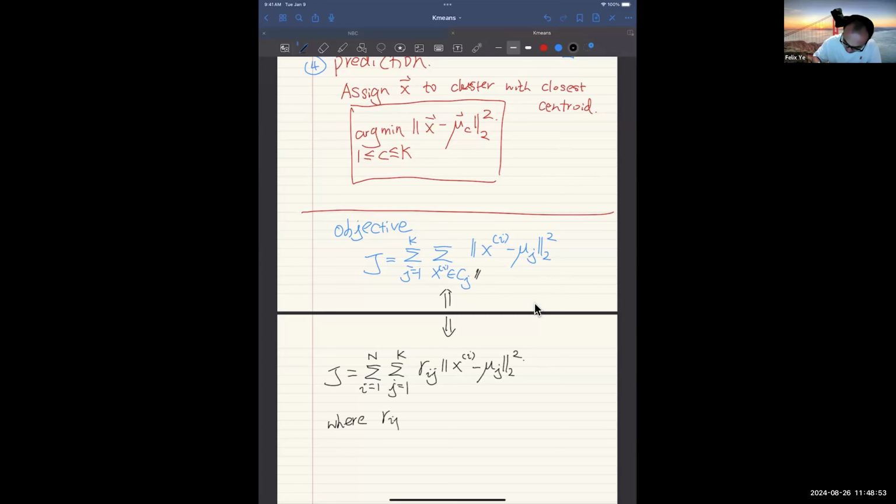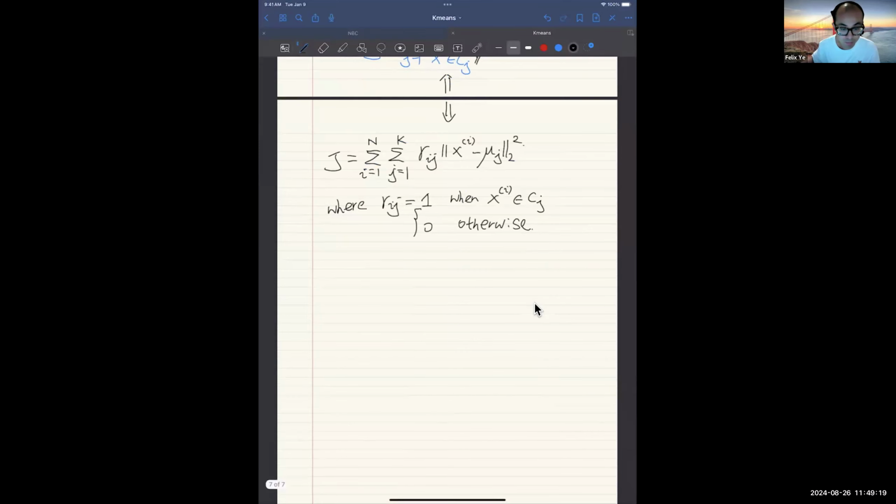And this r_ij is an indicator variable, where r_ij is equal to 1 when x_i is in C_j, and 0 otherwise. So this is basically a simple rewrite of the whole objective function. There's nothing new here.